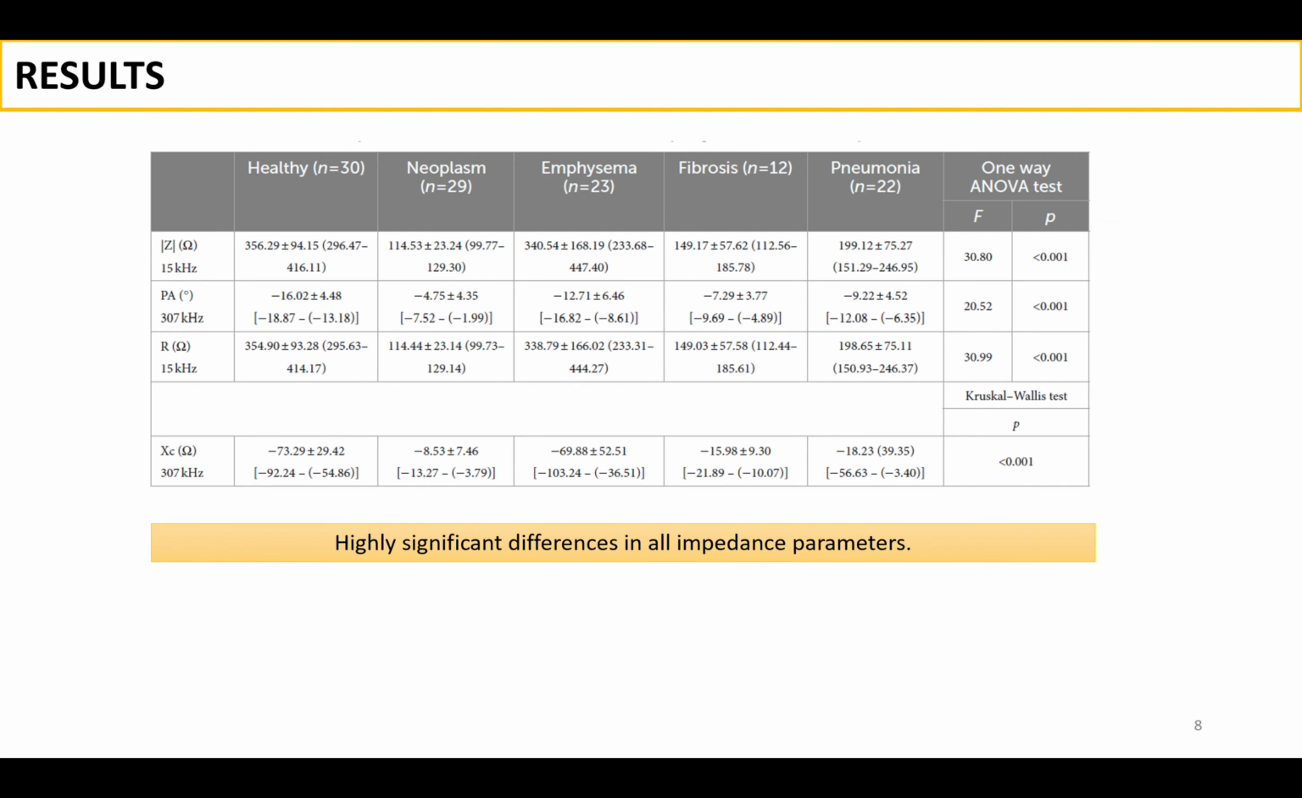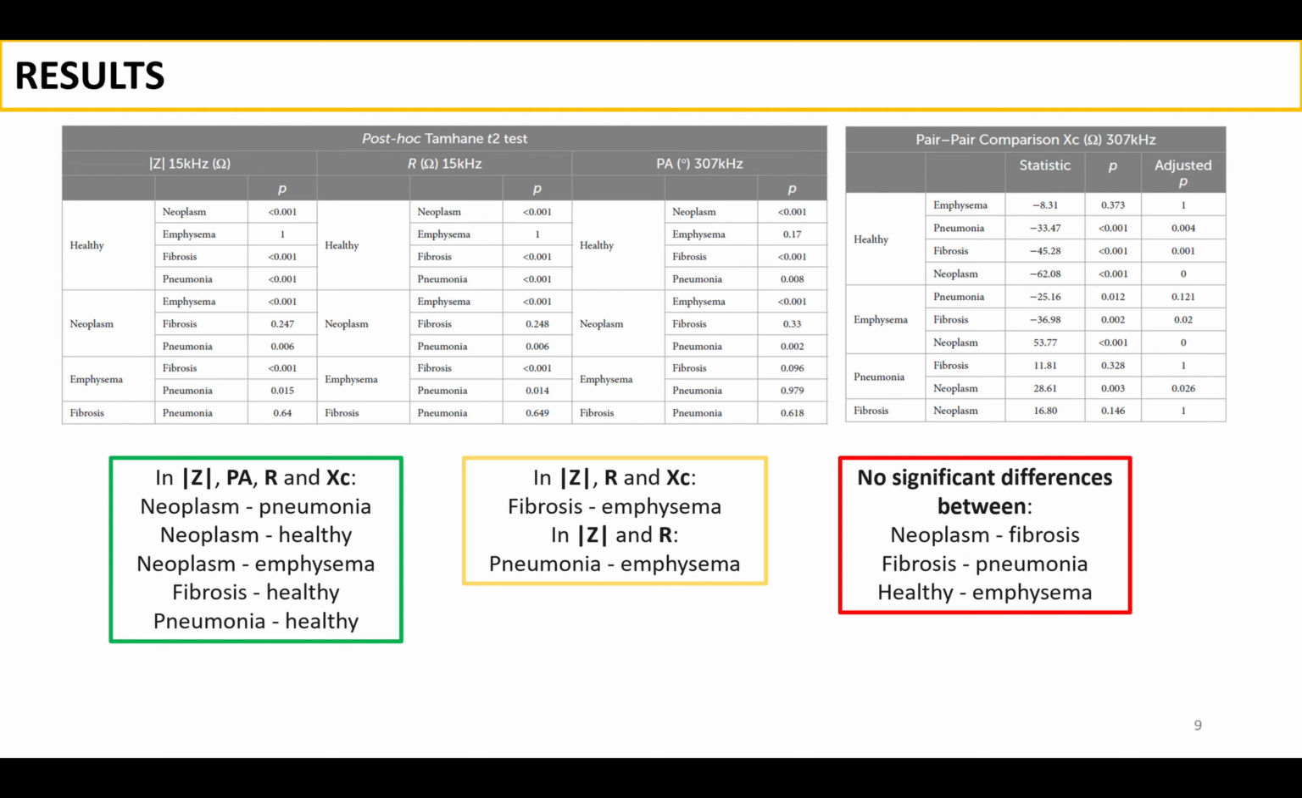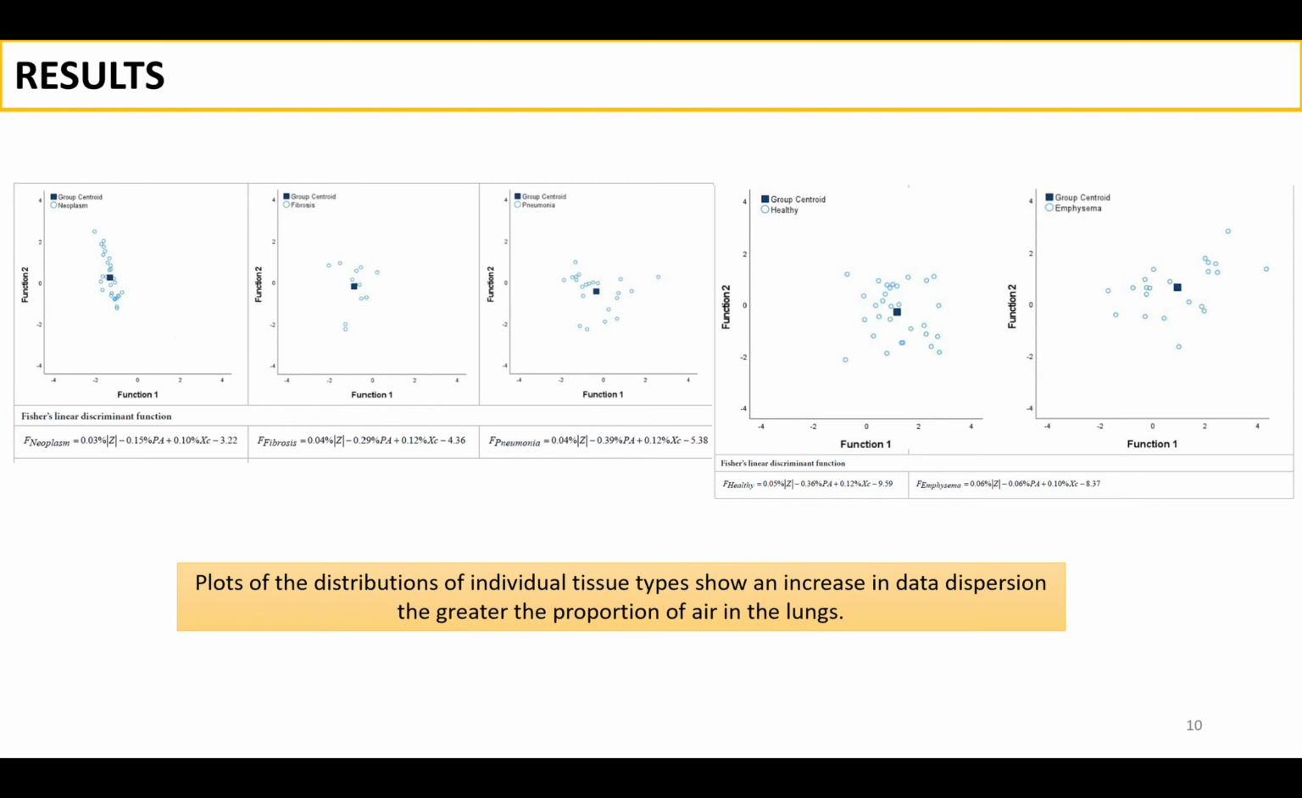The statistical results of one-way ANOVA and Kruskal-Wallis show statistical significance in all the variables analyzed. However, post-hoc tests show significance between all pairs of tissues, except between neoplasms and fibrosis, between fibrosis and pneumonia, and between healthy lung tissue and emphysema. Linear discriminant analysis results also show higher variability in the data the higher the proportion of air in the tissue, such as in emphysema, which is the tissue with the highest variability.